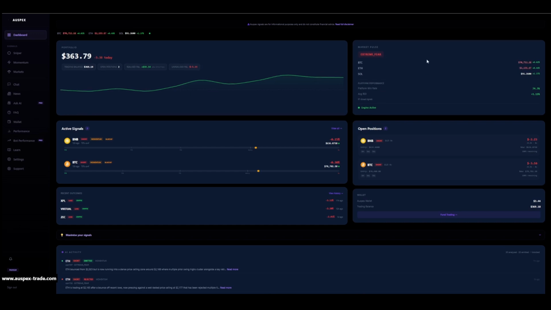The Market Pulse panel on the right shows the current market sentiment. Right now, it's showing extreme fear, along with platform performance metrics like a 74.7% win rate.